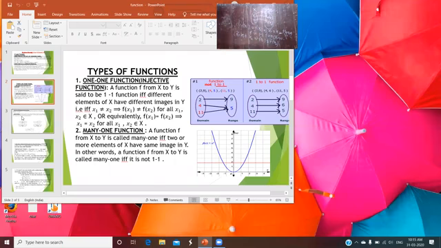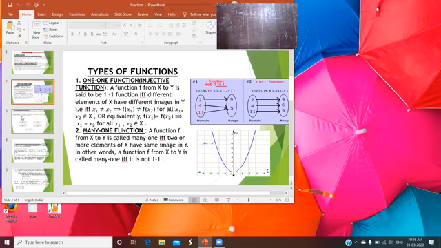So to identify graphically whether the given function is one-one or not, you have the horizontal line test. So what do you mean by the horizontal line test for a one-one function?